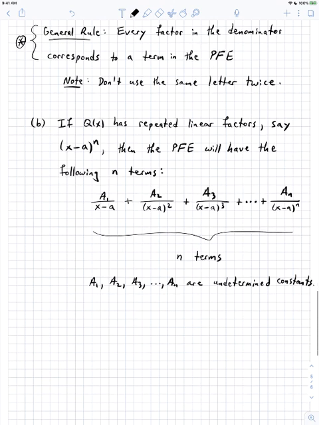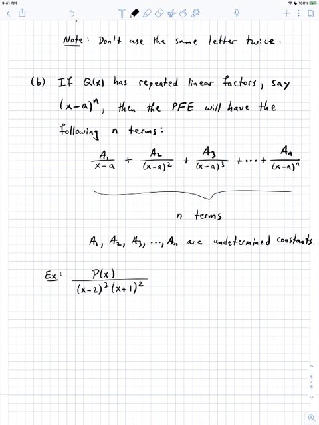So let's look at another example. Again, it doesn't really matter what we have in the numerator. And in the denominator, let's say that we have x minus 2 cubed times x plus 1 squared, for example. And again, let's assume that this is reduced as much as possible. So what is the partial fractions expansion going to look like here? Well, we have a total of 5 factors in the denominator.